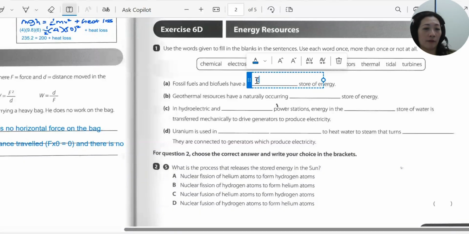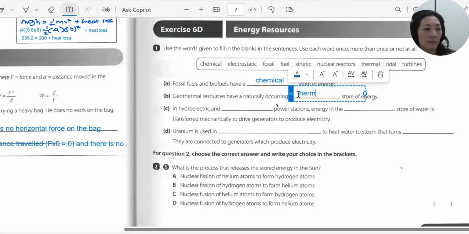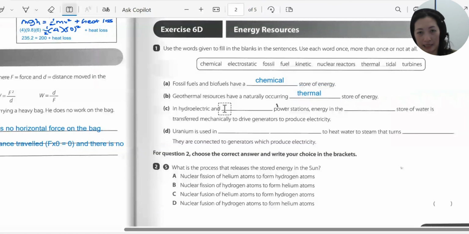Fossil fuels and biofuels, of course, have chemical energy. Geothermal resources, as you should have read in your textbook, geothermal is basically heat, right? So it's a thermal store of energy. It's a naturally occurring thermal store of energy. Okay, so here we need to figure out what goes in these blanks here.